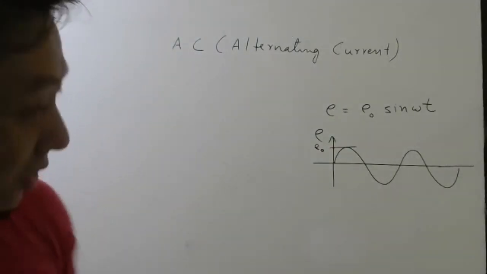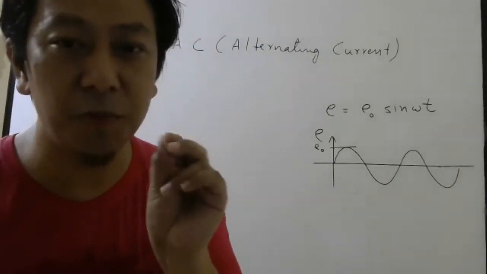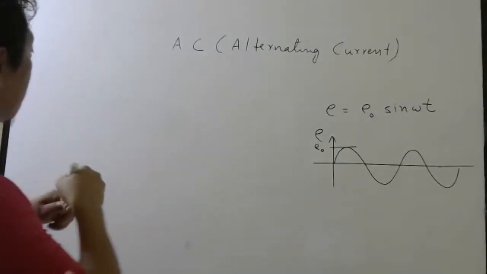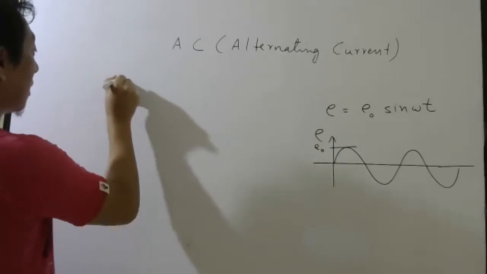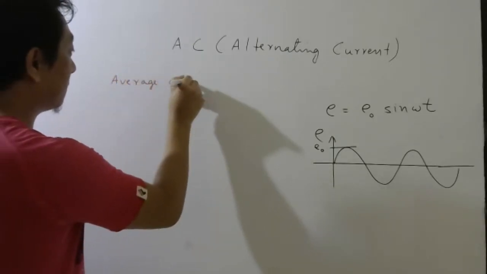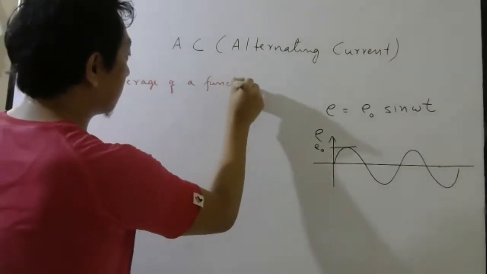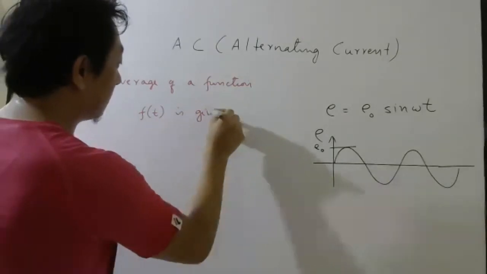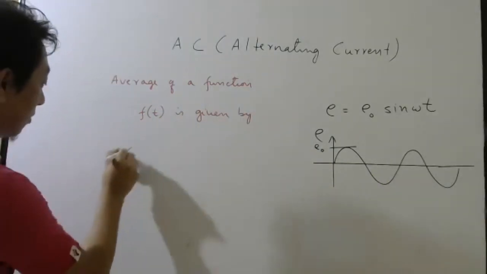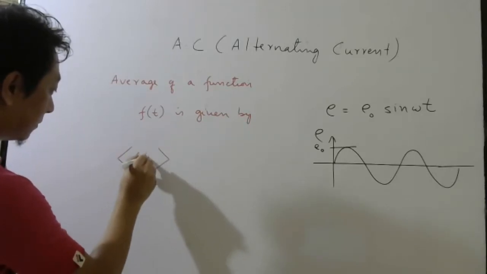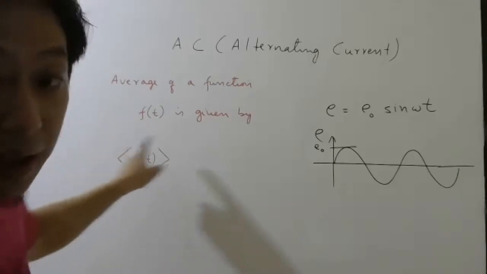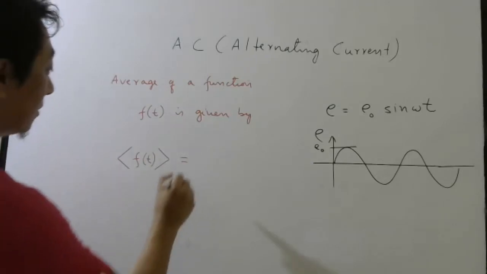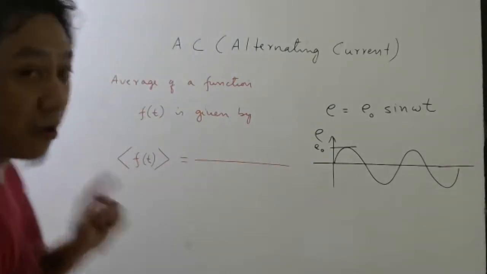So before I continue the physics part, there are a few mathematics parts which you should know. Then the physics part will be very, very easy. So the first thing you should know is the average of a function f of t, given by, the symbol I will use is this. So this is the symbol I will use for average in this chapter. Okay, average is given by. Now what is the formula? What is the meaning of average?